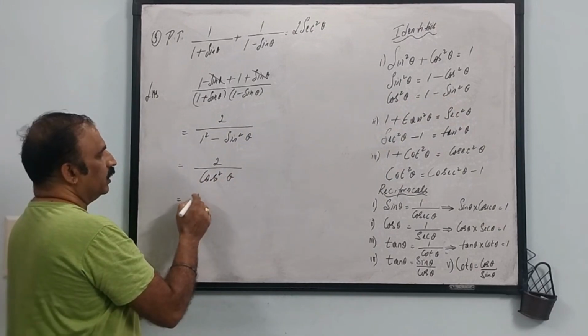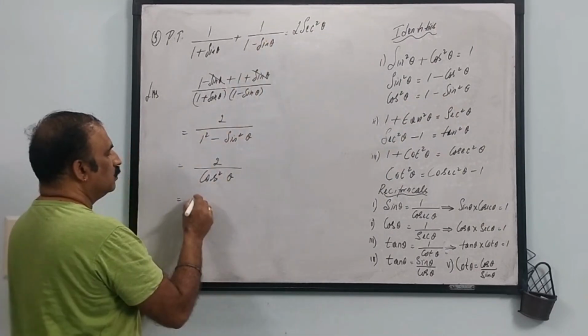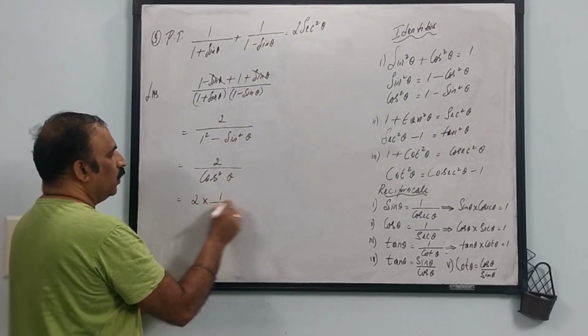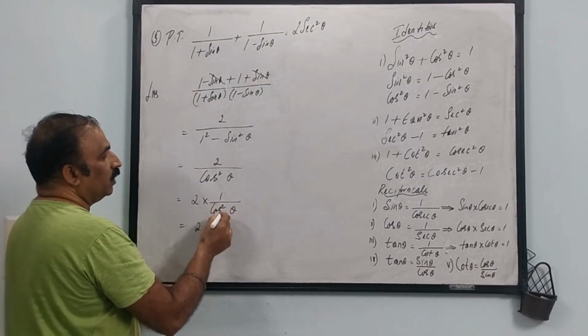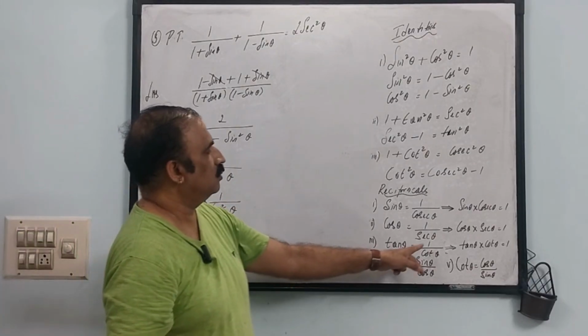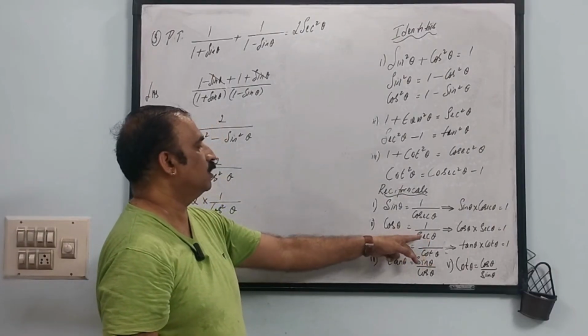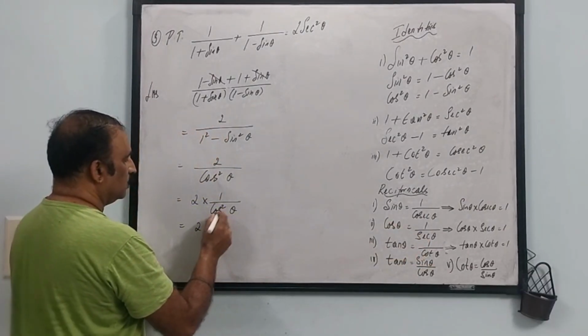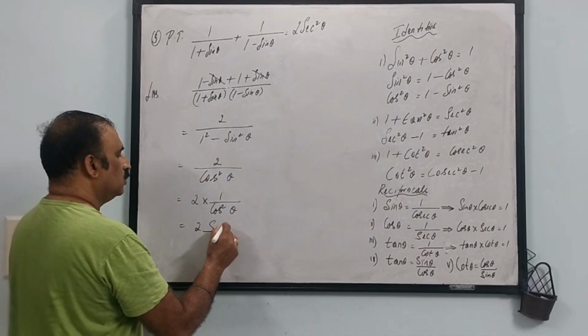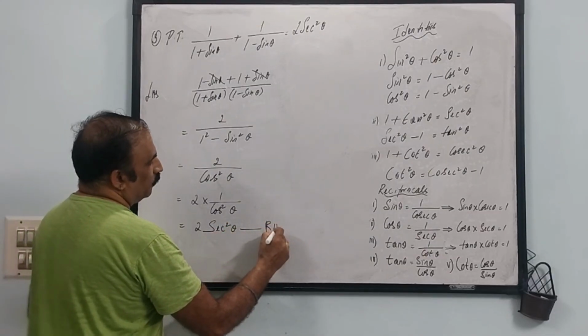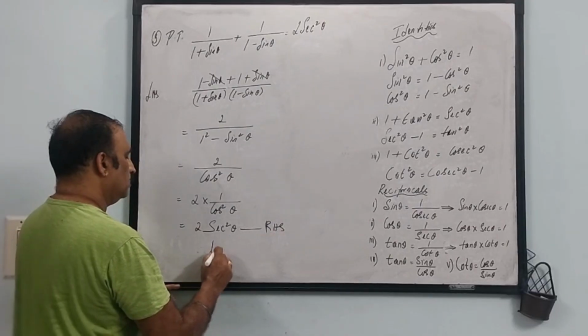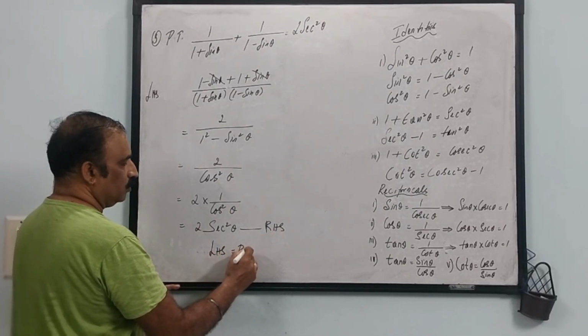Further, I can split it as a product, or directly go to that answer, 2 into 1 by cos square theta. So that is 2 into 1 by cos square. 1 by cos is going to be cross multiplied here, that is going to be sec theta. So it has got a square, so 2 secant square theta. And this will be the RHS. Therefore, LHS is equal to RHS.